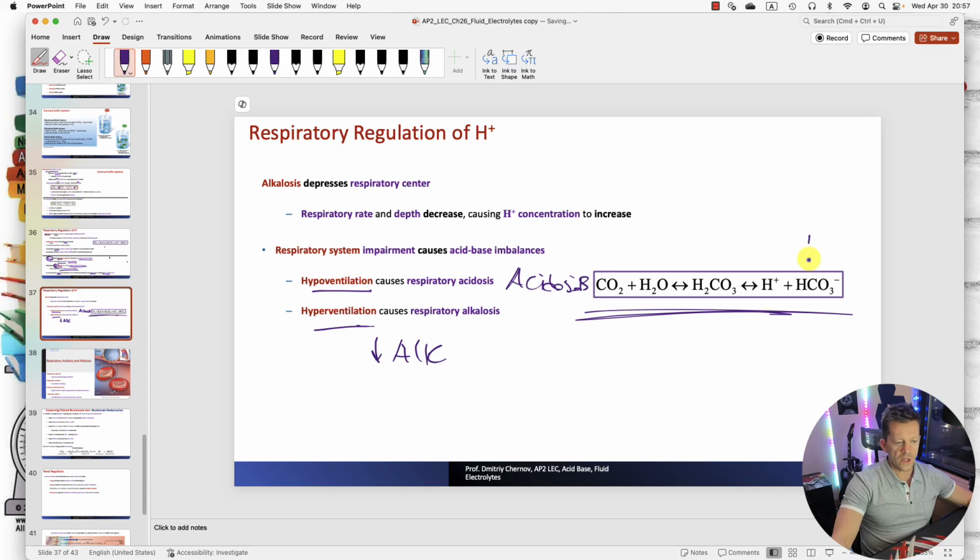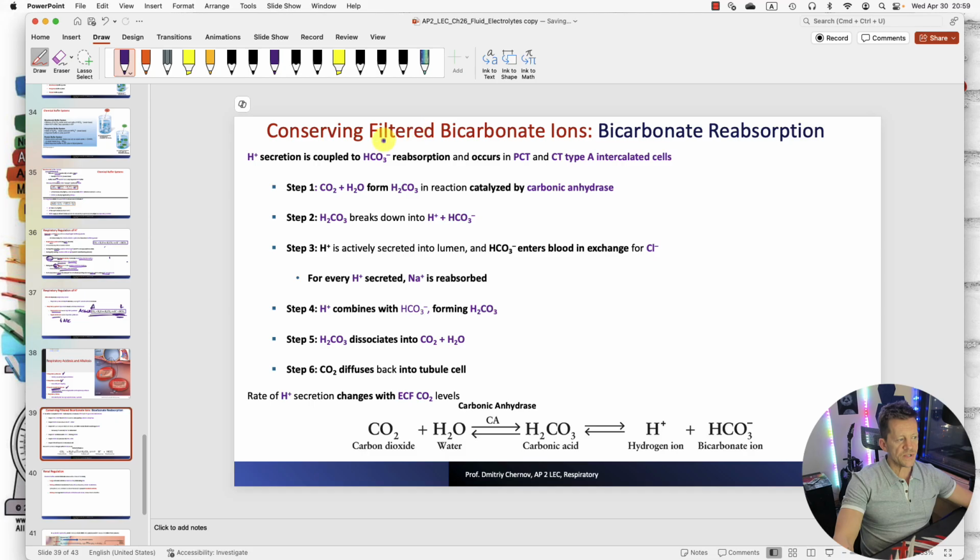So the renal system can compensate for the pulmonary system, and the pulmonary system can compensate for the renal system if one is not functioning. This one is more effective, but it takes a longer period of time, and this is less effective, but it takes a pretty short period of time to get rid of toxins. So this basically explains the entire thing.